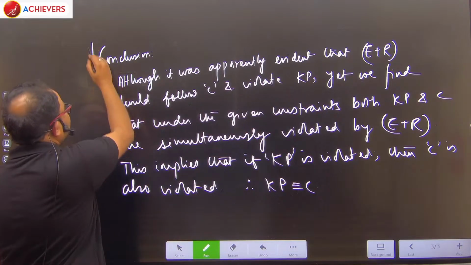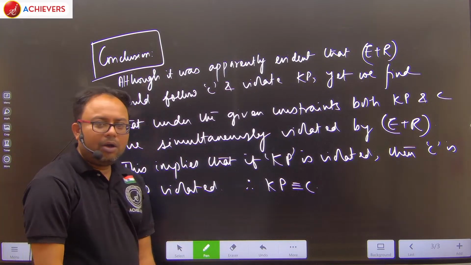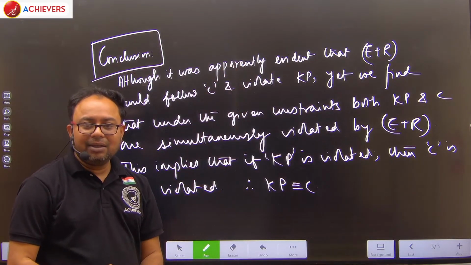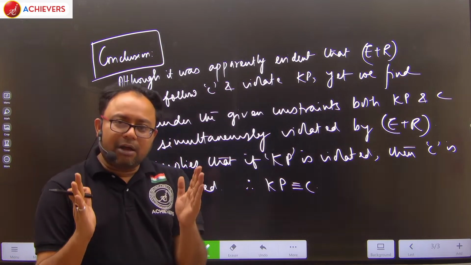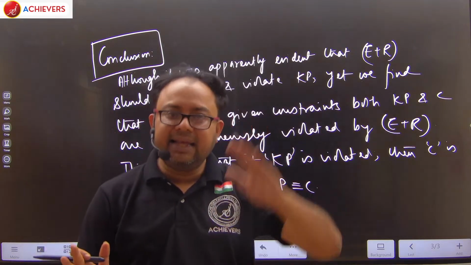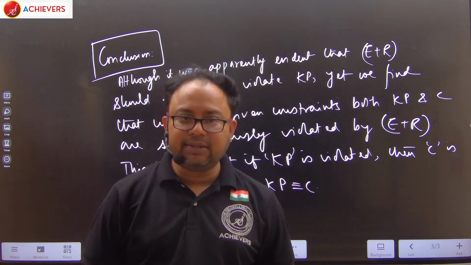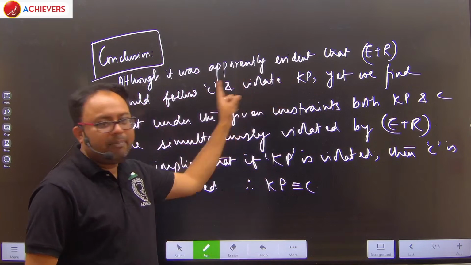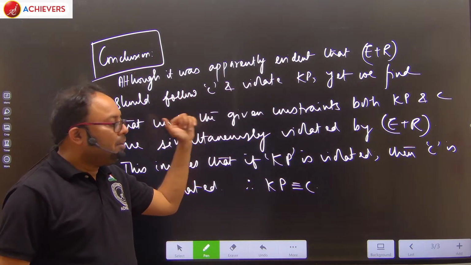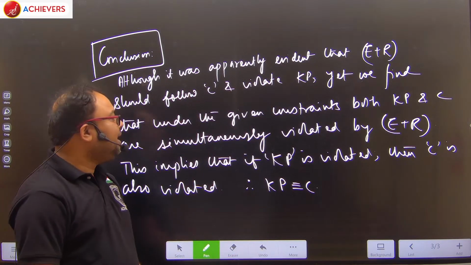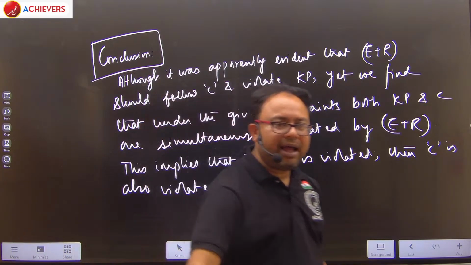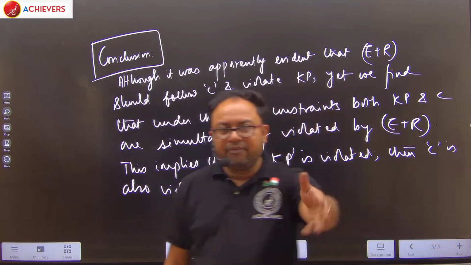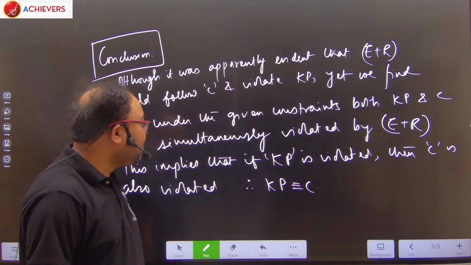So you have a very interesting conclusion. You see, although it was apparently evident that E plus R is comprised of two components, E and R, E is violating Kp, but R is following C. So it is apparent that E plus R should violate Kp but follow C. But contradictorily, we find that E plus R is simultaneously violating both Kp and C.